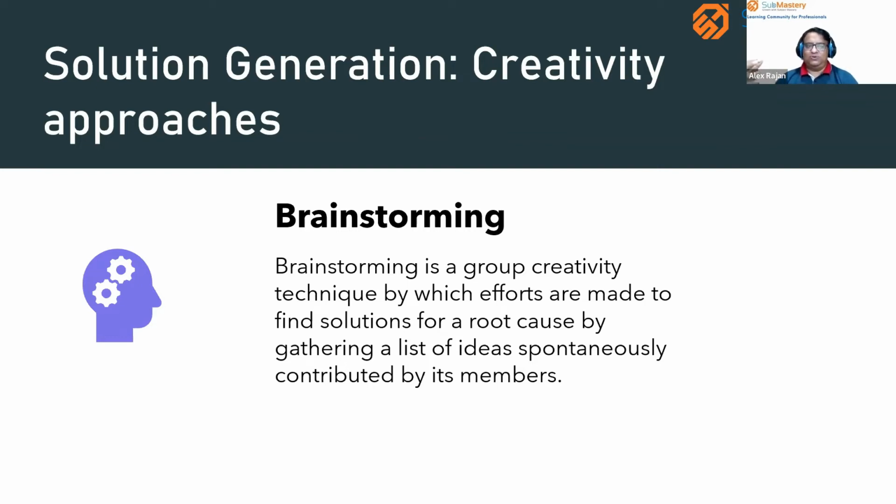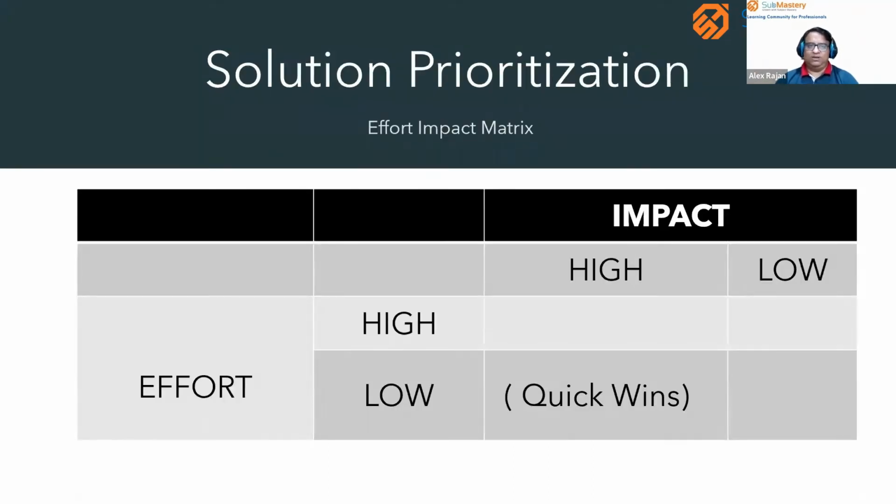When we have multiple root causes, we have multiple solutions. Even for the same root cause, we may have multiple solutions or ideas, but not all the ideas can be implemented in the process. So we use certain tools to decide which ones to implement.